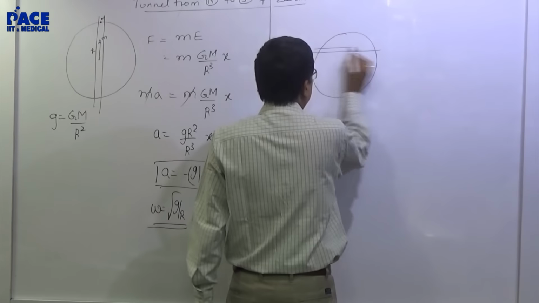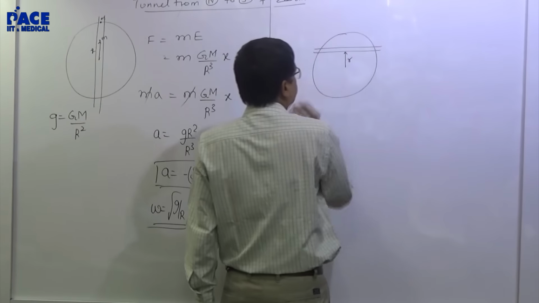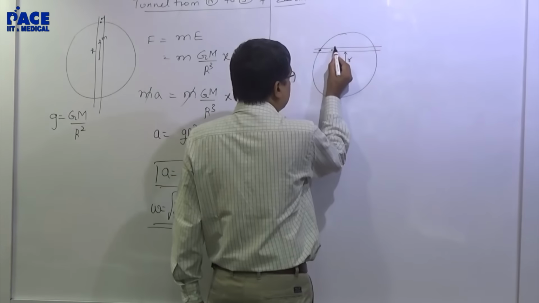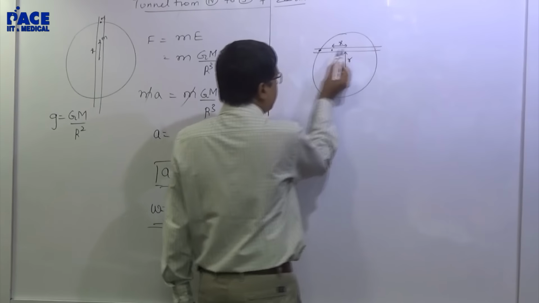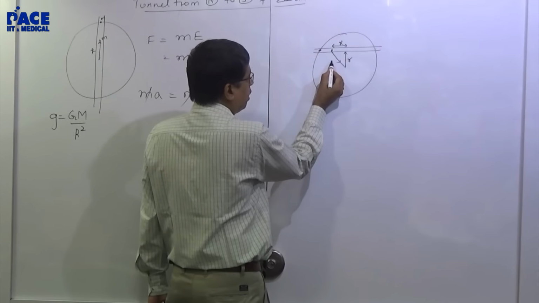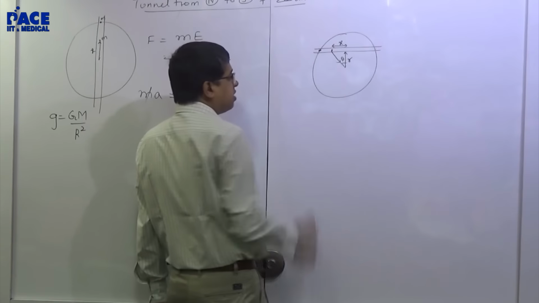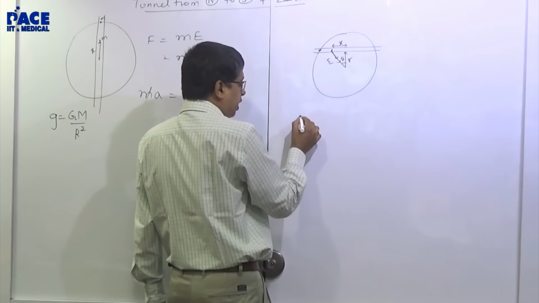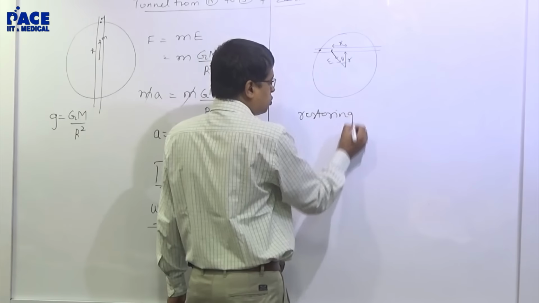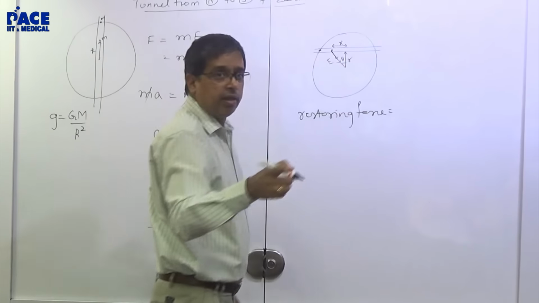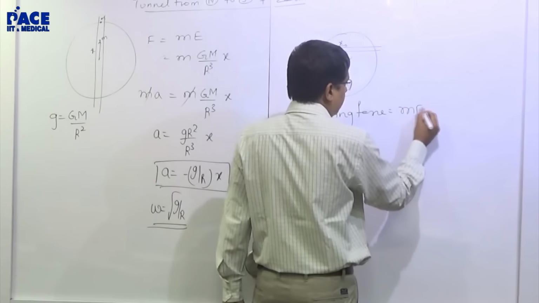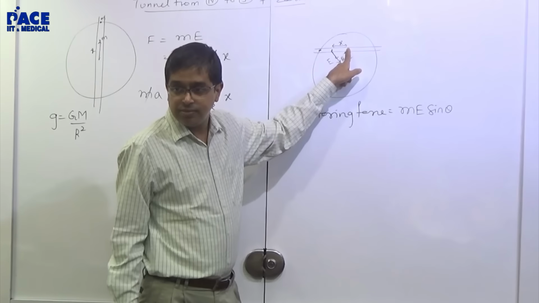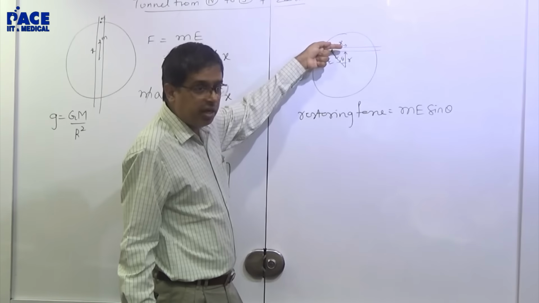What if the tunnel did not pass through the center? I drop a body here. As it is moving to the other end, the body will come somewhere here. I will take this distance to be x, and take this angle as theta here. Now for me, E will be in this direction. Be clear about it. Restoring force will not be mE, it will be mE sin theta. Why? Restoring force is the force which is pulling it to the equilibrium position. So if this is mE, in this direction it is mE sin theta.